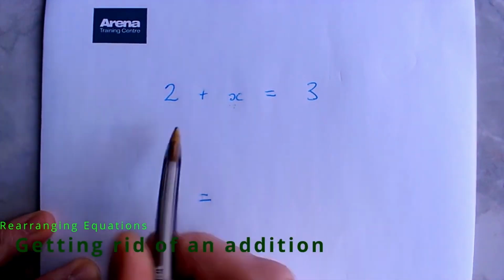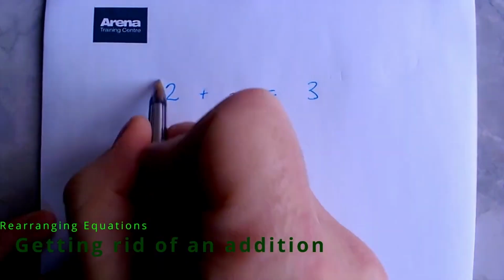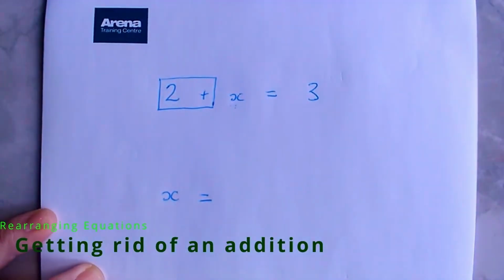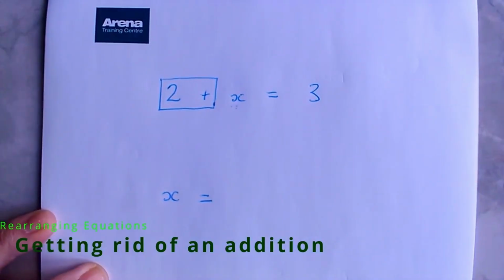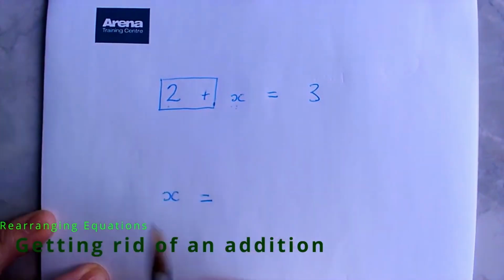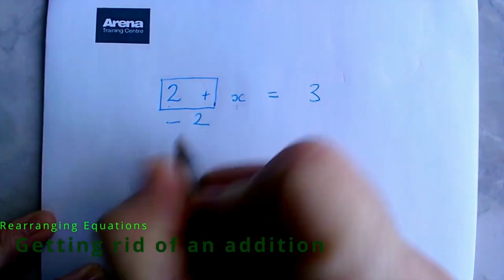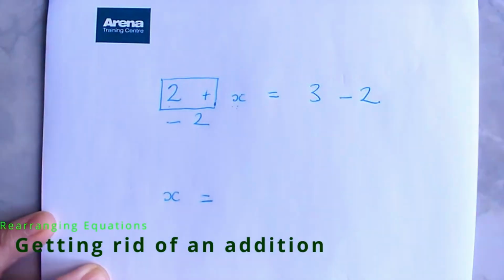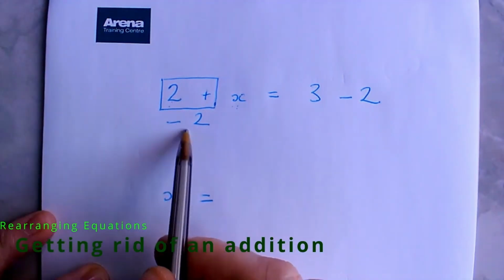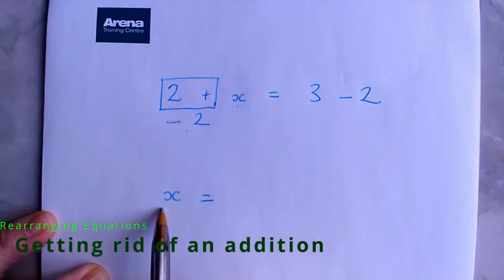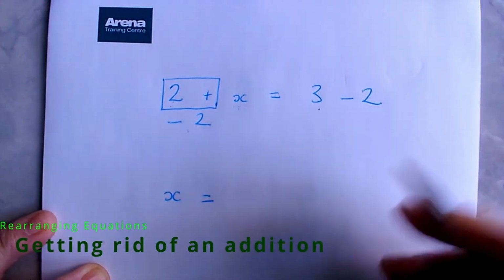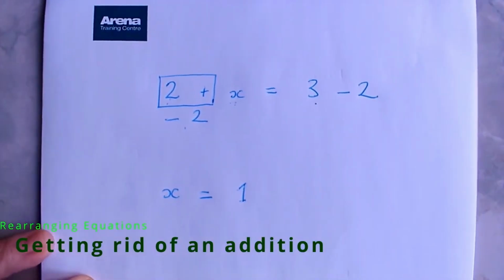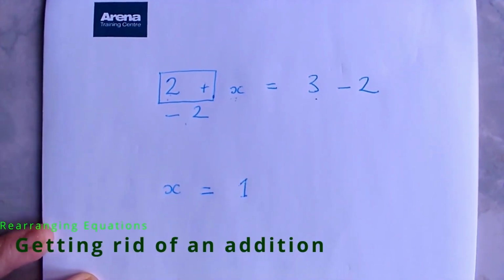But unfortunately, it's being added to plus 2. But remember, we said that we can do anything that we want to an equation as long as we're doing the same to both sides. So I can get rid of this by simply writing minus 2 on this side, but I have to do the same to both sides. And 2 take away 2 is nothing, which leaves me with x. 3 minus 2 is 1. And that's how you calculated the value of 1 mathematically.